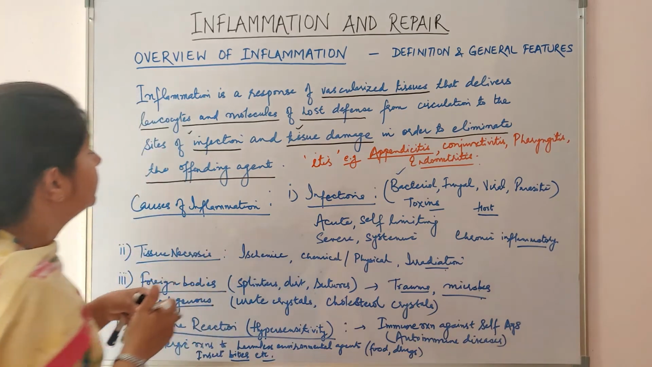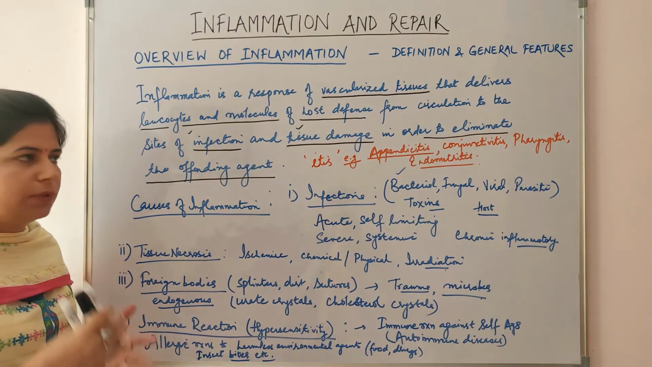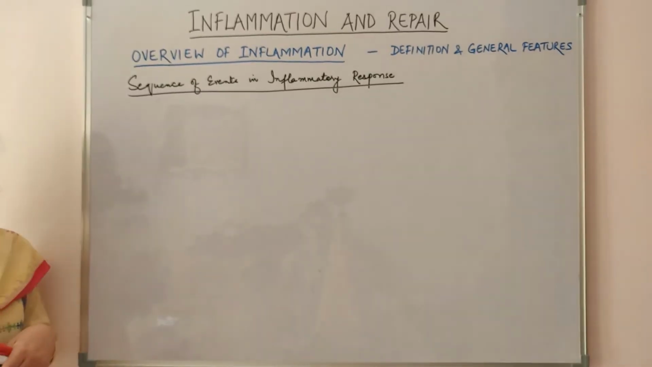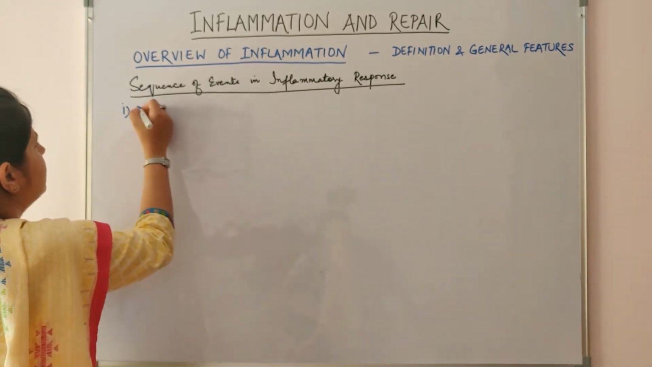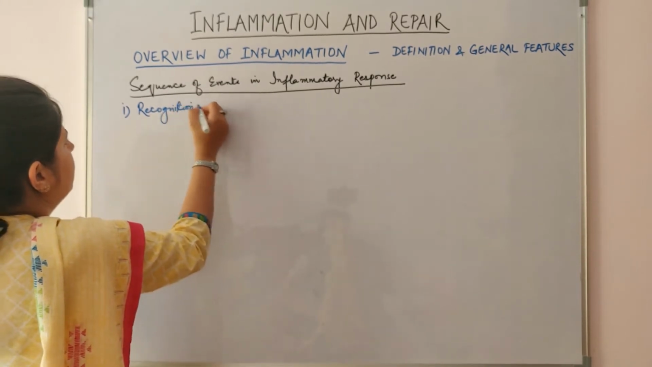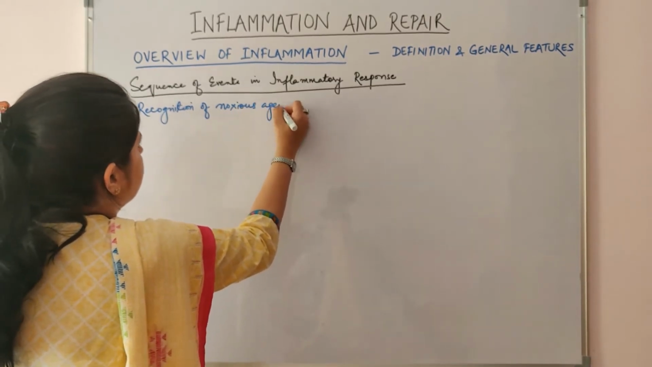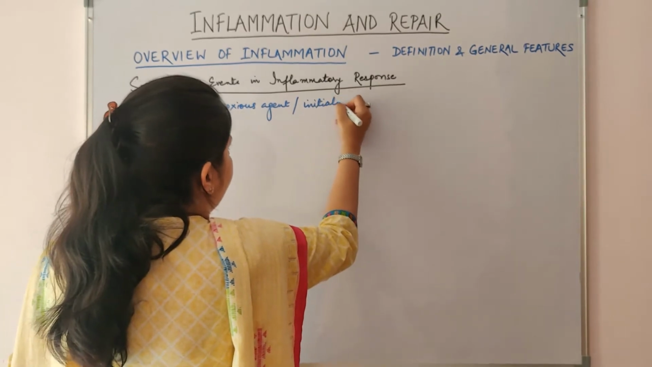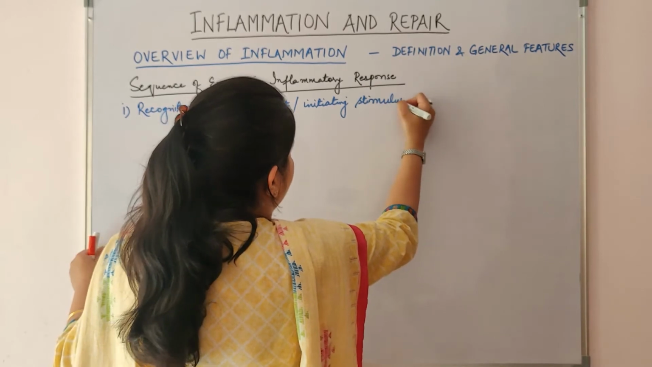Now the inflammatory response proceeds through a sequence of steps. Now what are these steps? So what is the sequence of events in the inflammatory response? First is the recognition of the noxious agent or the initiating stimulus for inflammation.